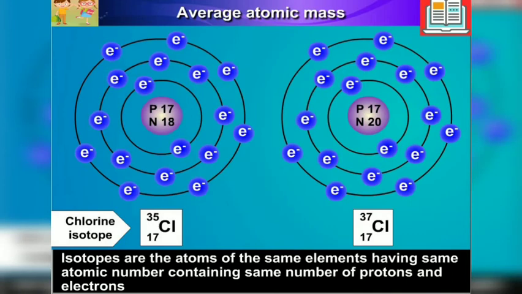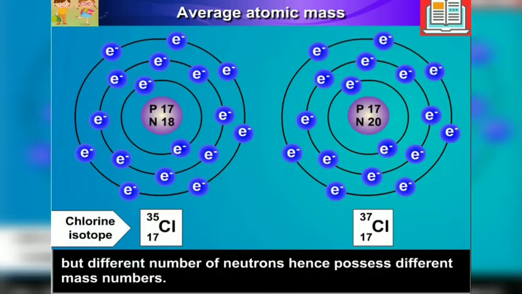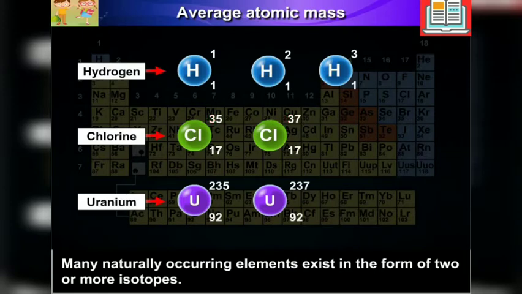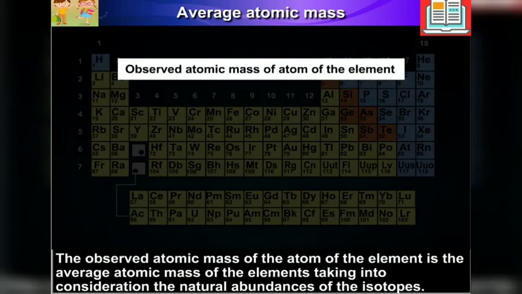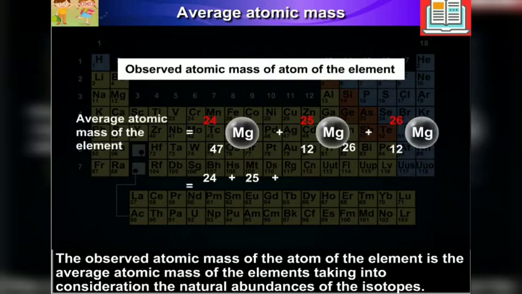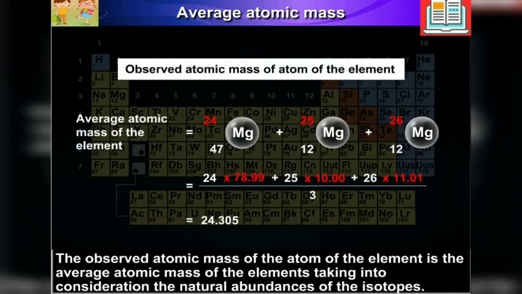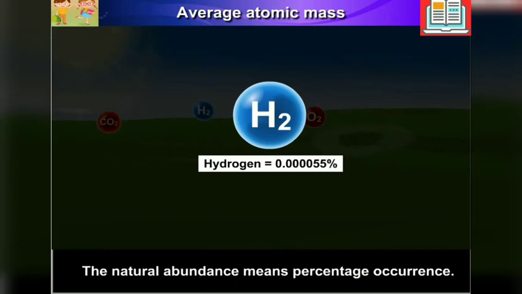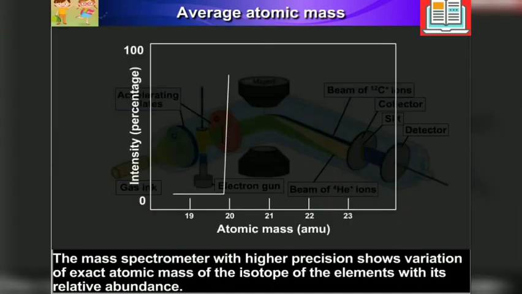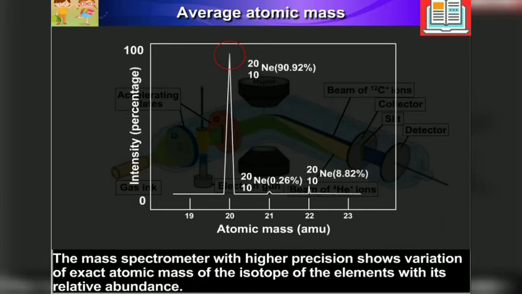Isotopes are the atoms of the same element, having the same atomic number, containing the same number of protons and electrons, but a different number of neutrons, hence possessing different mass numbers. Many naturally occurring elements exist in the form of 2 or more isotopes. The observed atomic mass of the element is the average atomic mass, taking into consideration the natural abundances of the isotopes. The natural abundance means percentage occurrence. The mass spectrometer, with higher precision, shows variation of exact atomic mass of the isotopes of the elements with their relative abundance.